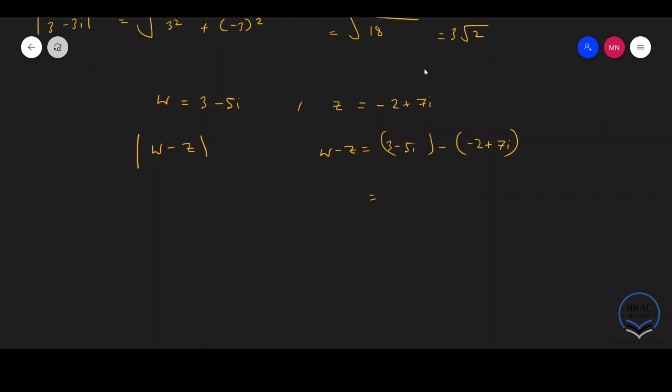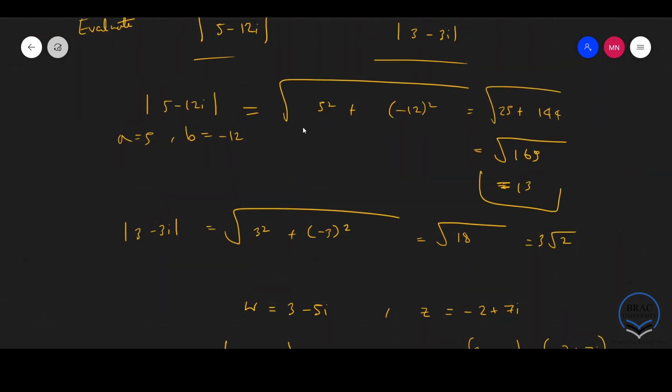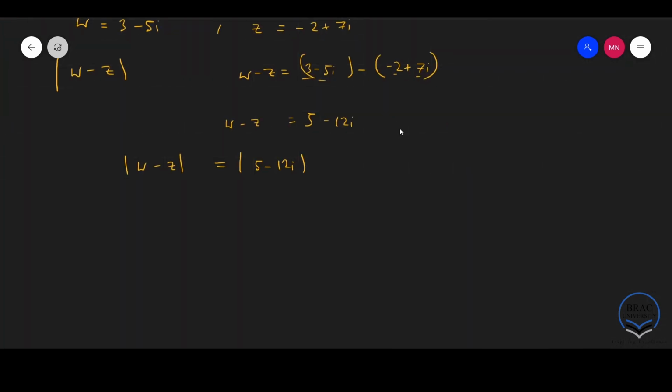So this will be equal to, we have 3 minus minus 2, we get 5. We have minus 5 minus 7, we get minus 12i. So that is w minus z. So if we were to find the magnitude of w minus z, we are essentially finding the magnitude of 5 minus 12i, and this will be equal to the square root of 5 squared plus minus 12 squared. We've already done this just a while ago in a previous problem, and that was equal to 13, right? So the magnitude of 5 minus 12i will be equal to 13.